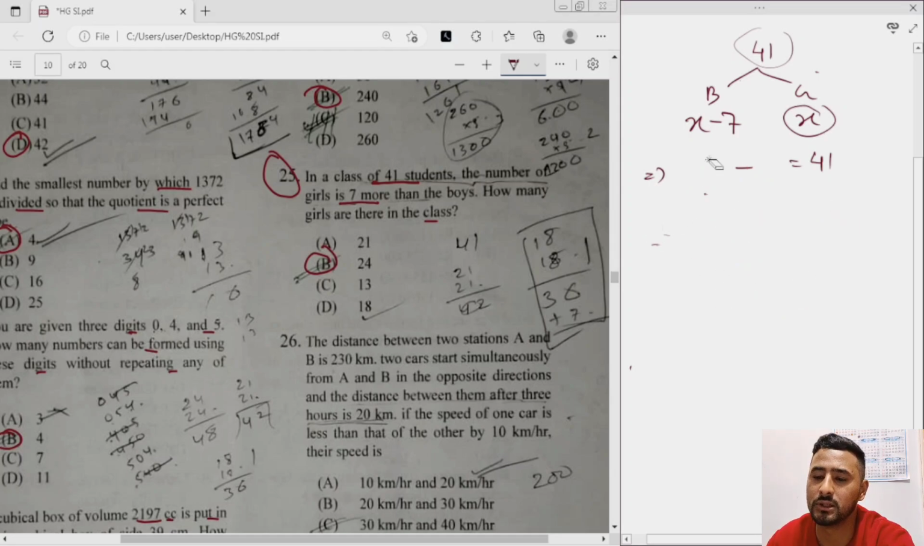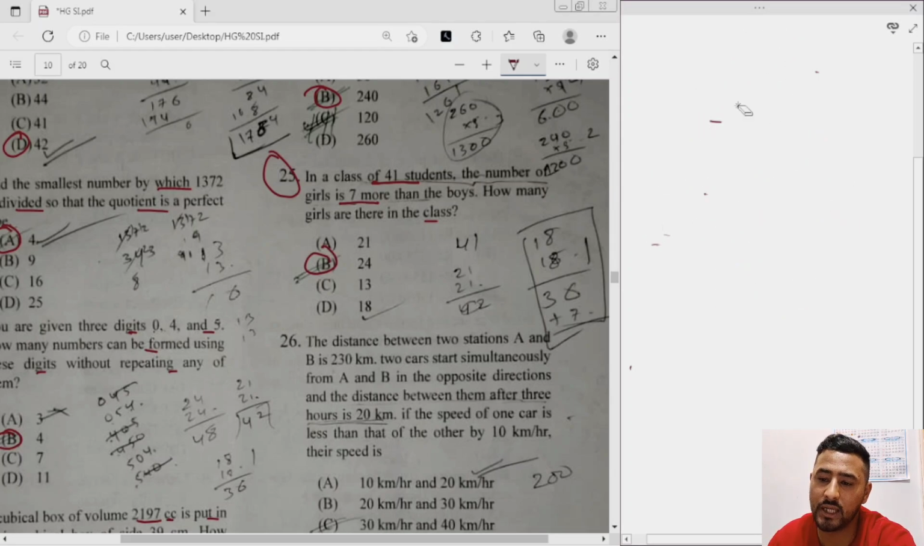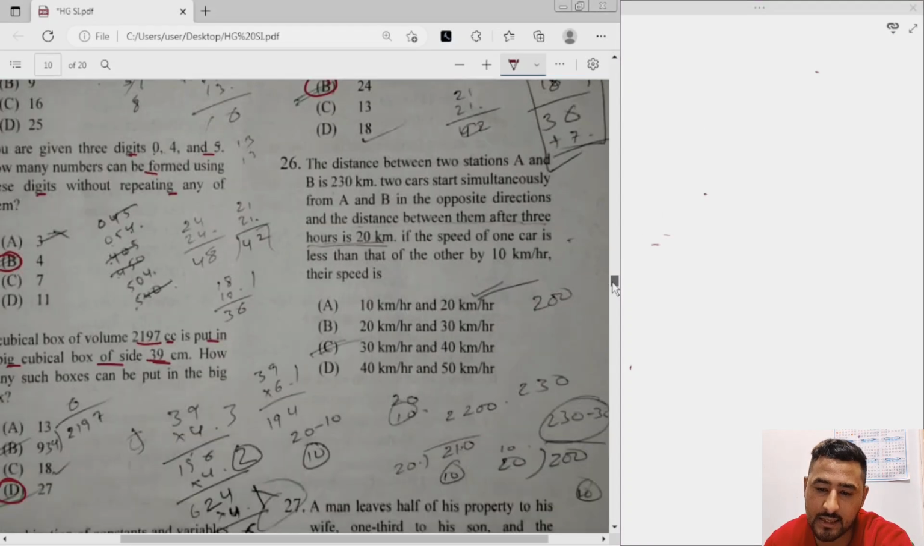It's kind of ratio questions only. You can do it this way. Let's go next. That is question number 26.